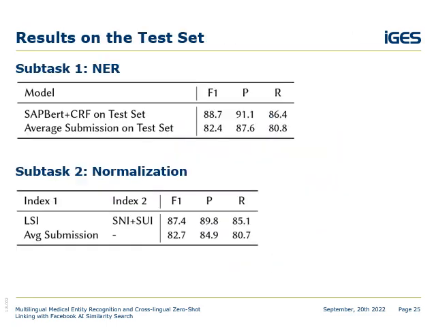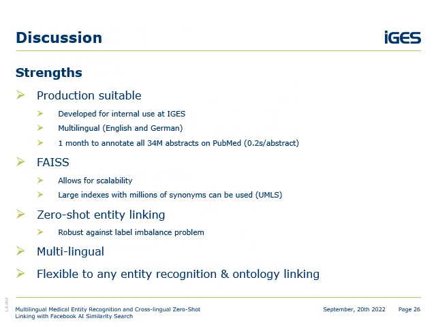And finally, our results on the test set. For subtask 1, we achieved an F1 score of 88.7. And for subtask 2, our model achieved an F1 score of 87.4. We will now provide a closing discussion on our model, in particular the strengths.